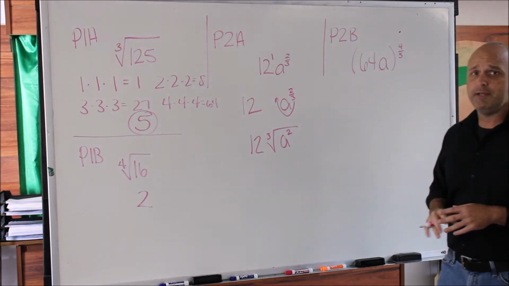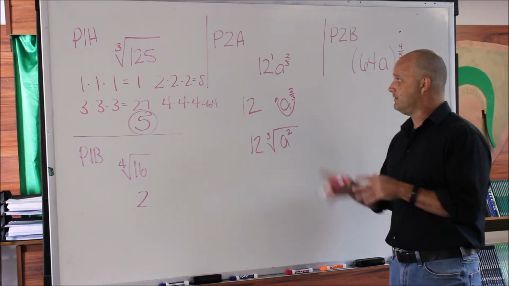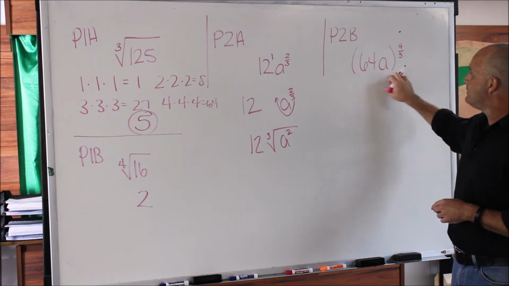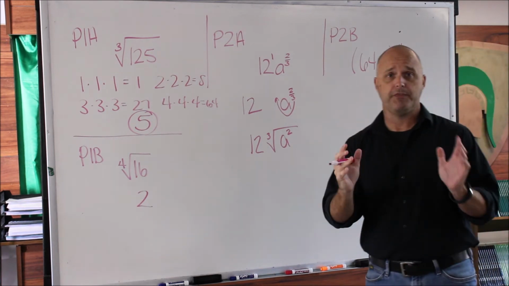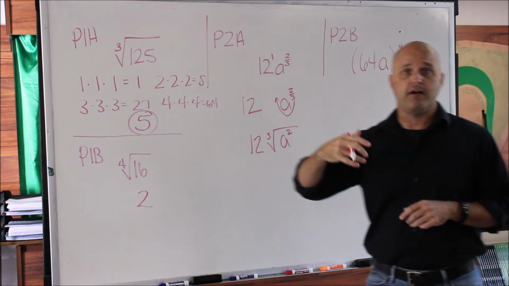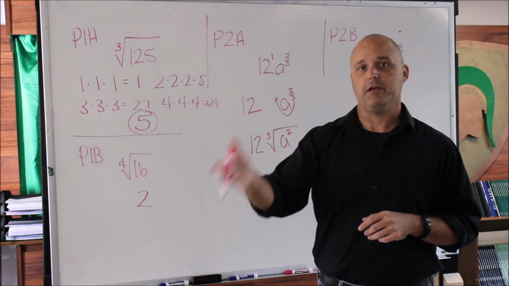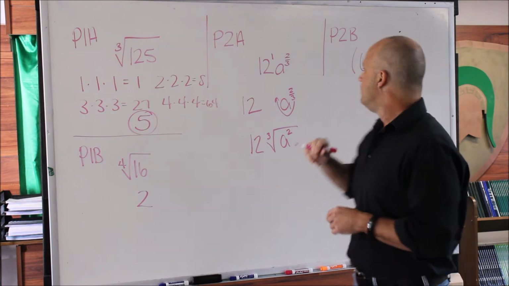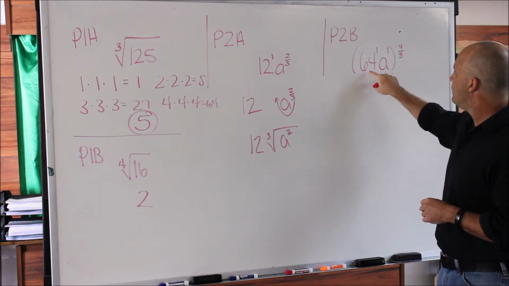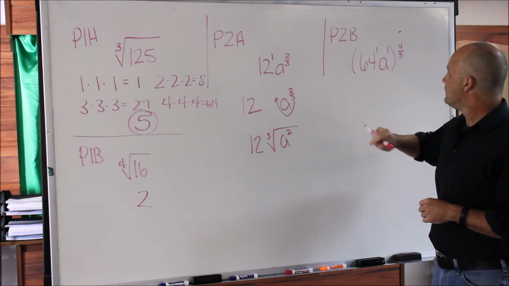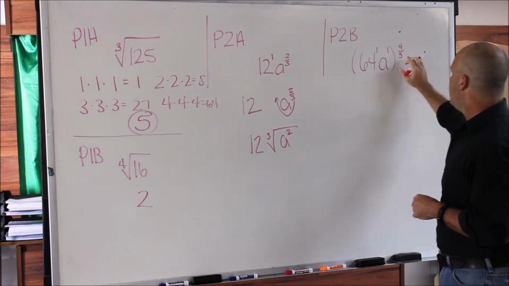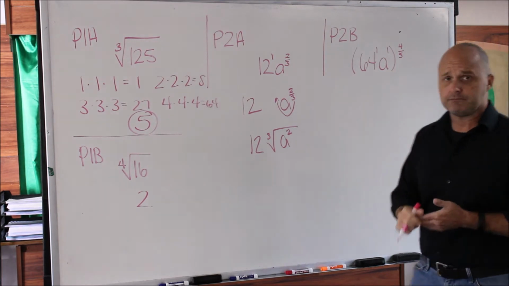In problem number 2b, we've got a slightly different look at the same type of problem. We've got 64a, but this time the 64a is within parentheses, and the exponent is on the outside of the parentheses, raising both things inside of it. So we're going to follow the rules that we've already established. We know that this 64 is to the first power, this a is to the first power, and then we have it being raised to the 4/5.